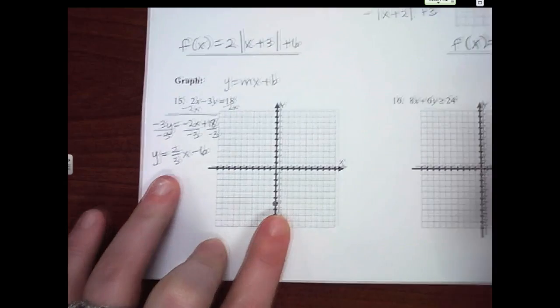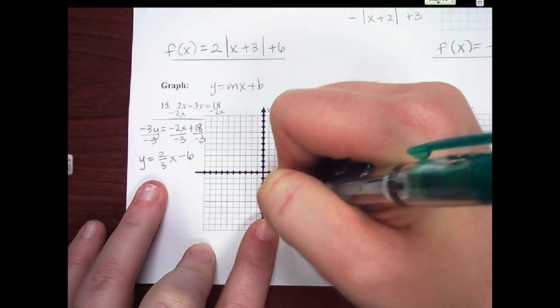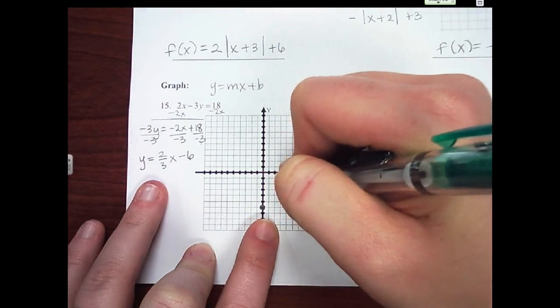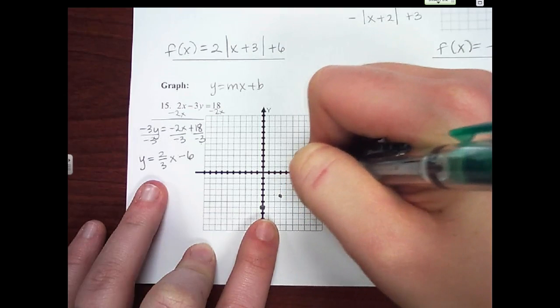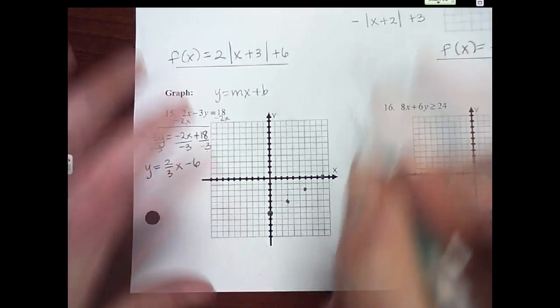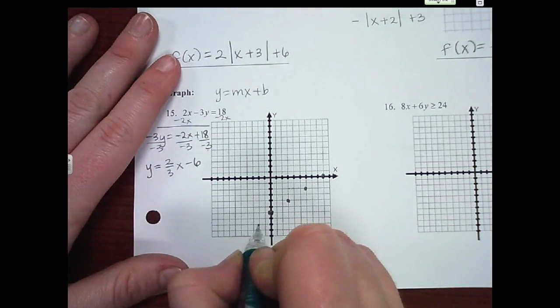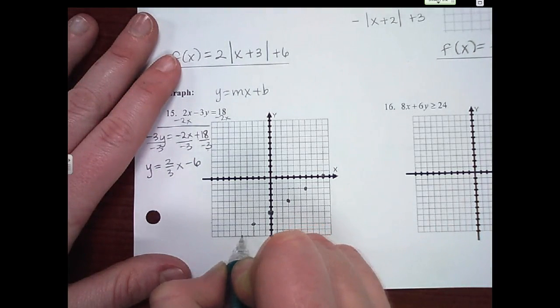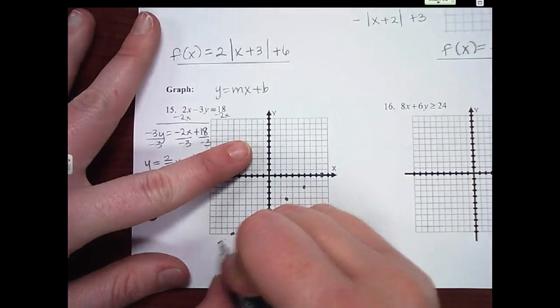My slope is 2/3, so up 2 over 3. Up 2 over 3. And I'm going to go a couple down. Down 2, left 3. Down 2, left 3. There's my line.